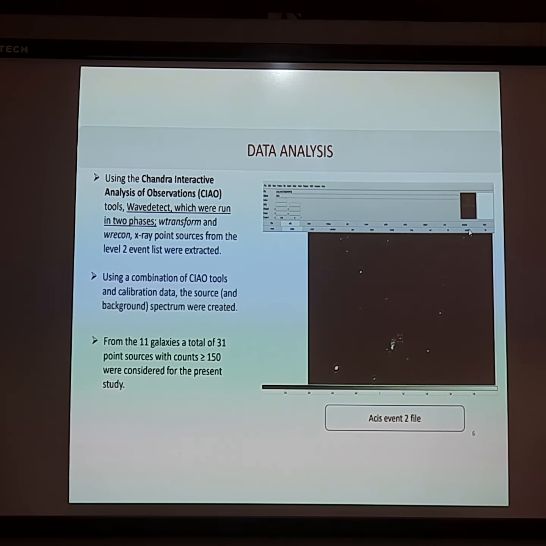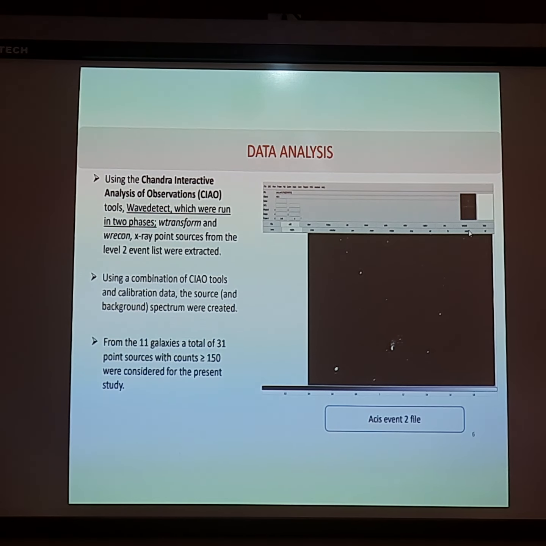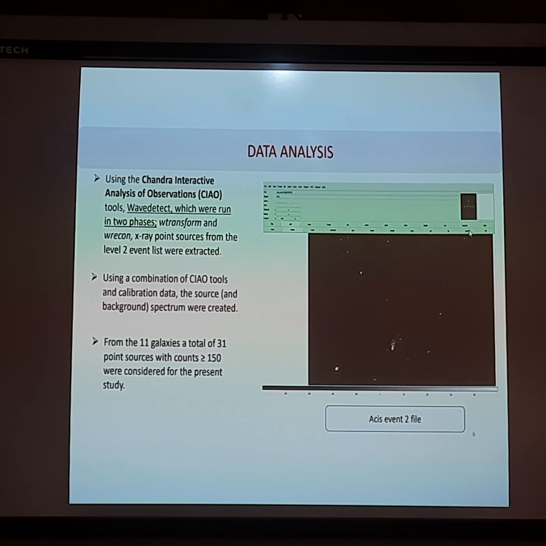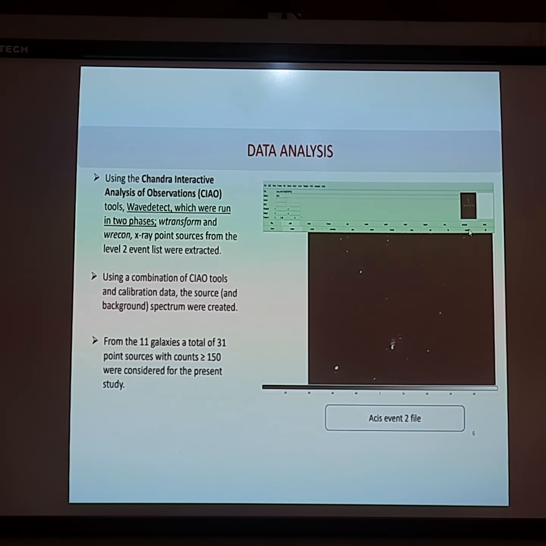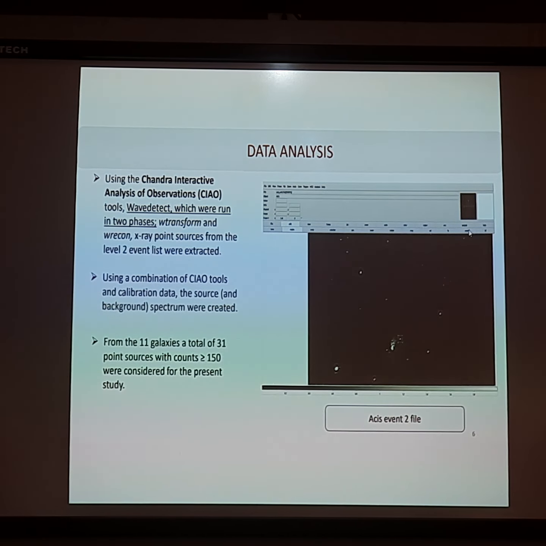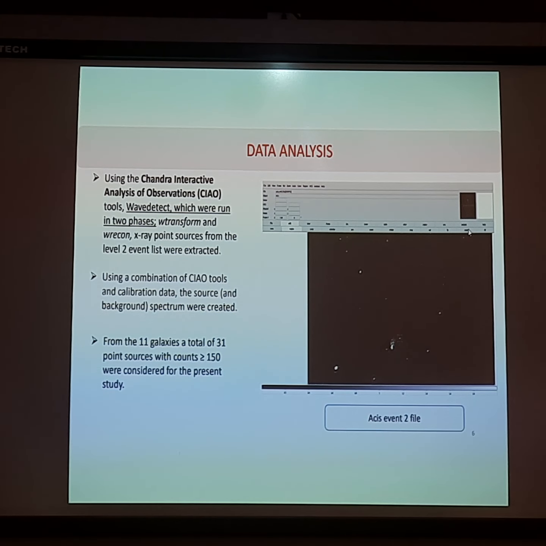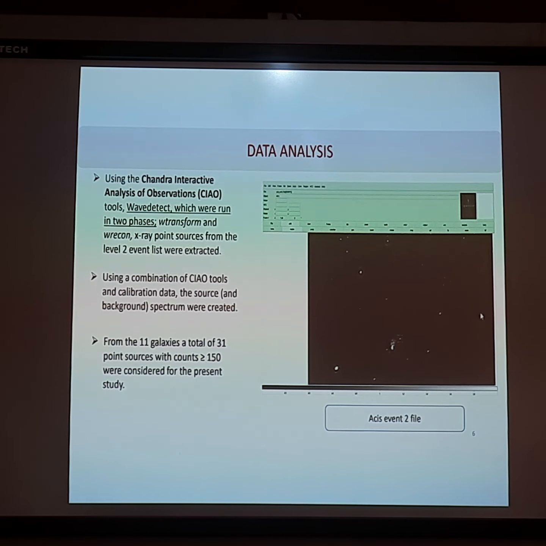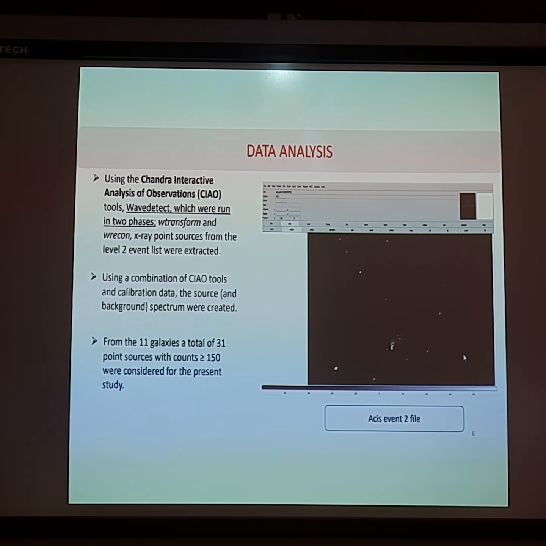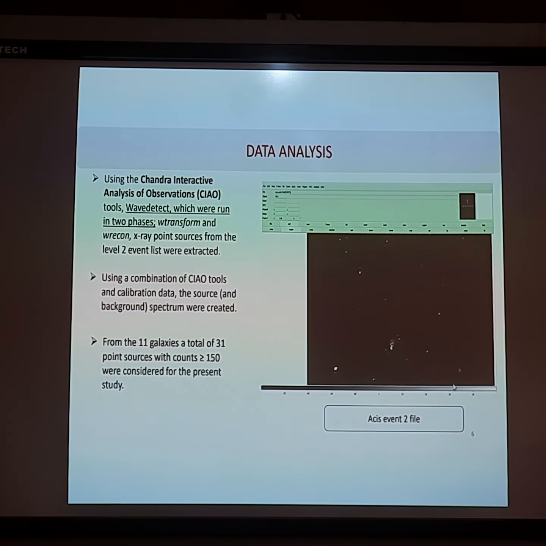For the data analysis, I have used the Chandra Interactive Analysis of Observations, CIAO. With the CIAO tool wavdetect, which was run in two phases, wavelet transform and WRECON, I have extracted the X-ray point sources from the event file. Here, this is the event file from where the sources and the backgrounds are extracted. So I have detected 31 sources from this total of 11 galaxies.